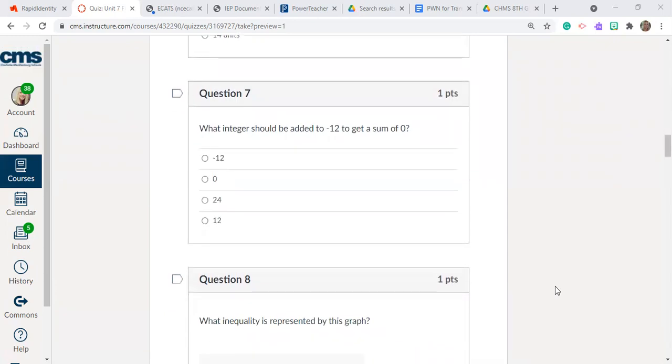Question 7. What integer should be added to -12 to get a sum of 0? Your choices are -12, 0, 24, or 12. You can draw yourself a number line to help out with this question. What can we add to -12 to get a sum of 0, to get an answer of 0?